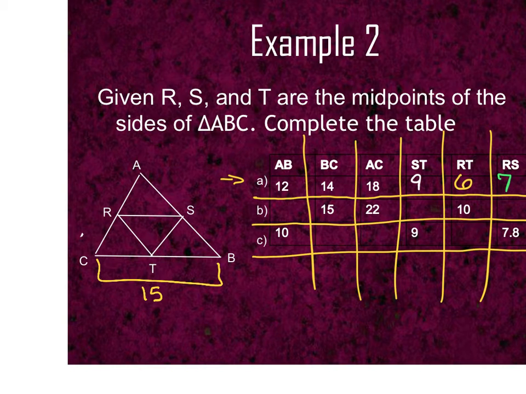And I can see that the midsegment that it's parallel to is RS. So to find the length of RS, I'm going to do 15 divided by 2, which is going to give me 7.5. You can also write it as a mixed number if you prefer.